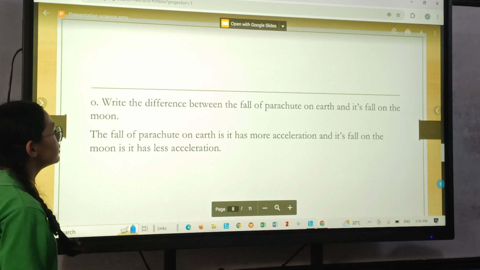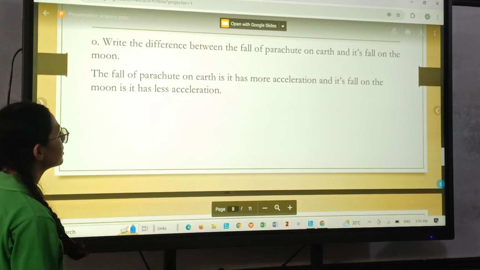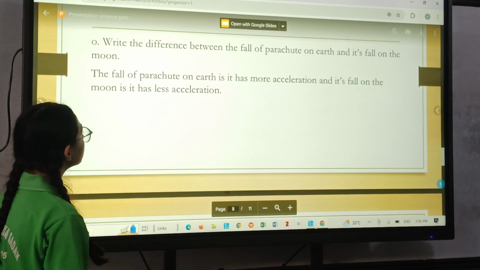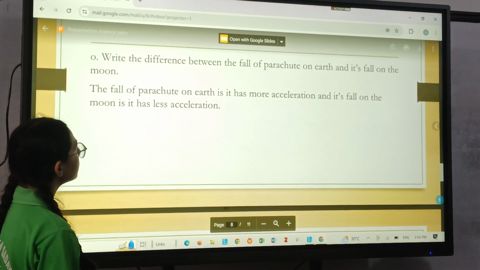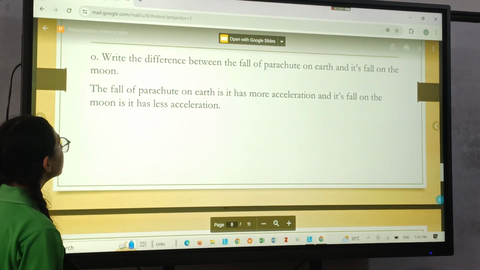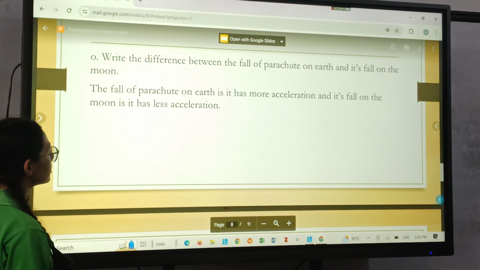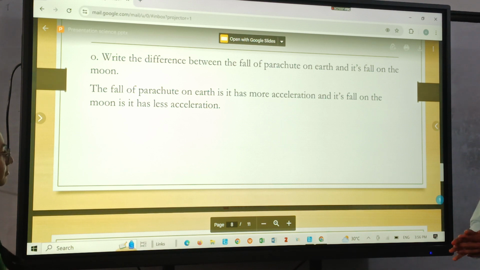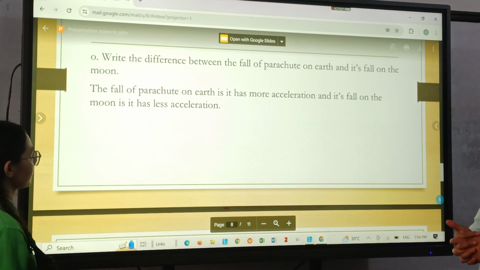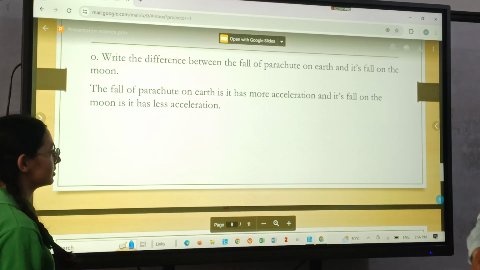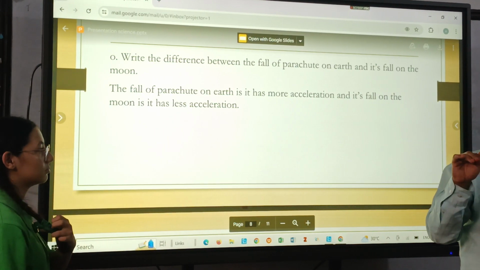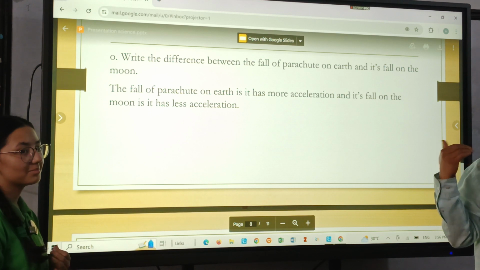Write the difference between the fall of a parachute on Earth and its fall on the Moon. The fall of a parachute on Earth has more acceleration, and on the Moon it has less acceleration. Here we have to say, the fall of a parachute on the Earth is not free fall because there is air resistance.